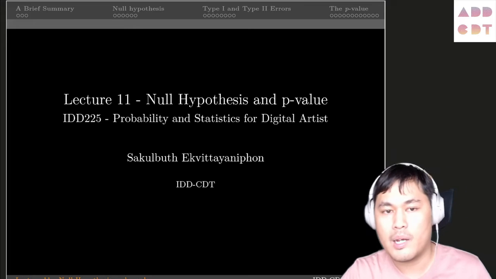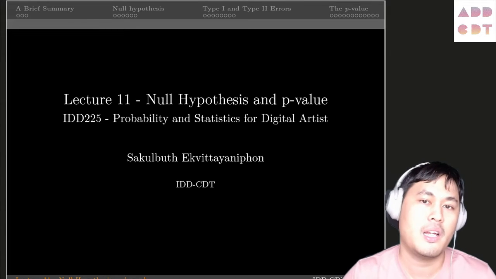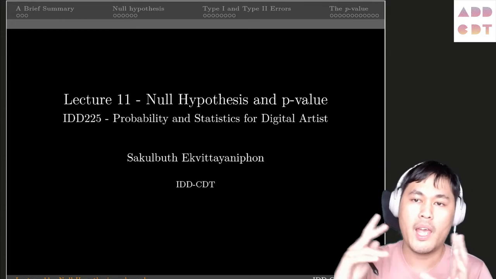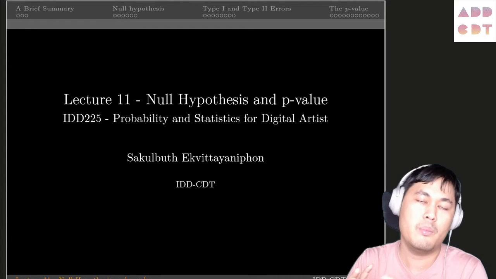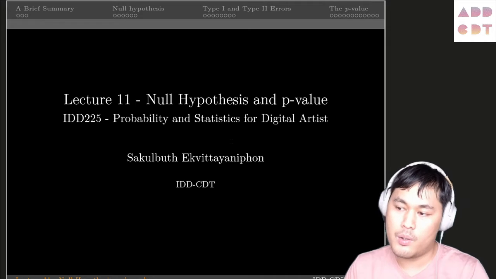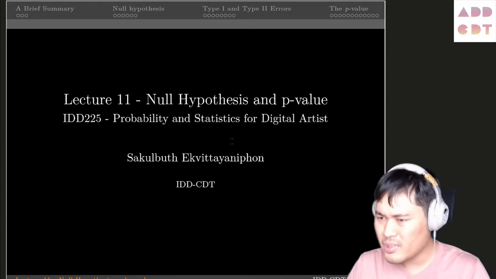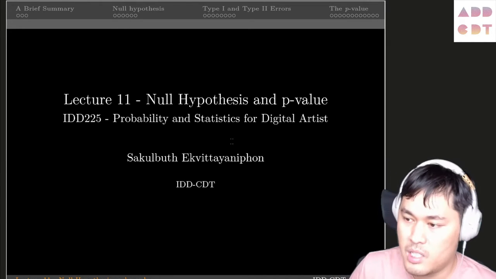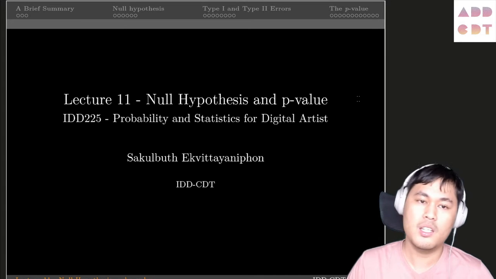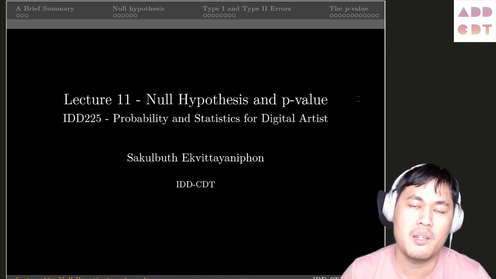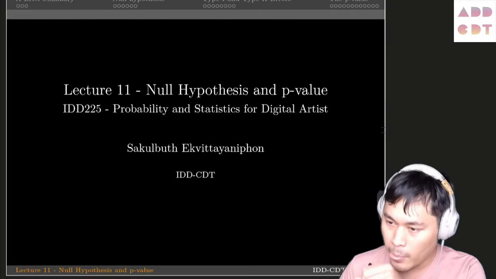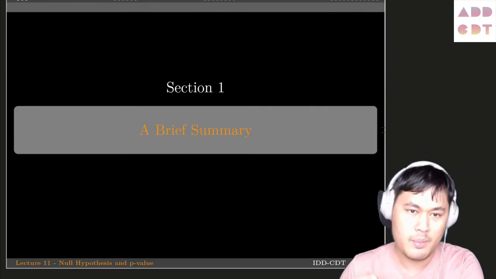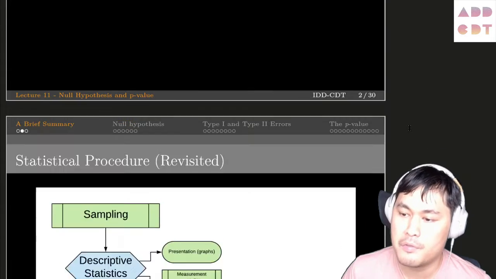So last time we talked about confidence intervals, how we can use the normal distribution to estimate the population mean using the sample mean that we got. Now we are going to apply that further. The idea is pretty similar to estimation, but now we are going to use the normal distribution and all the math to help us make some meaningful decisions. So let's start with a brief summary of what we have done so far.